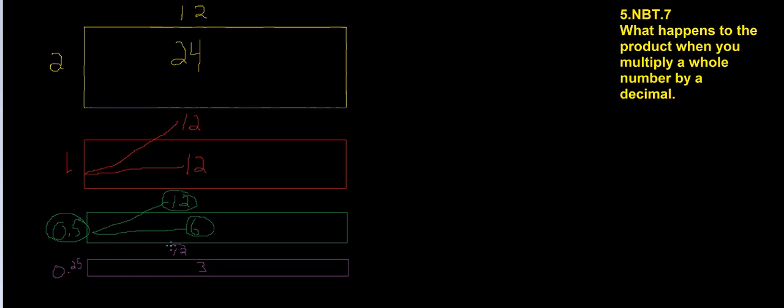And let's look at that again. We have 12 times 25 hundredths, and that gives us 3. Again, the product 3 is less than the original whole number.